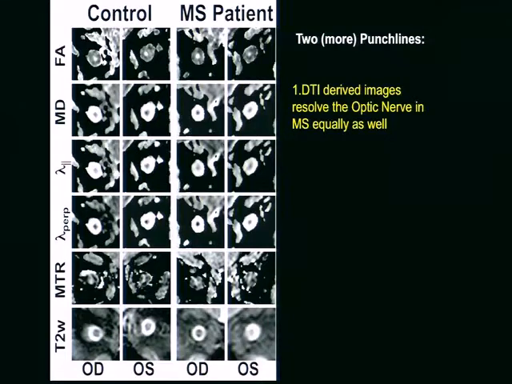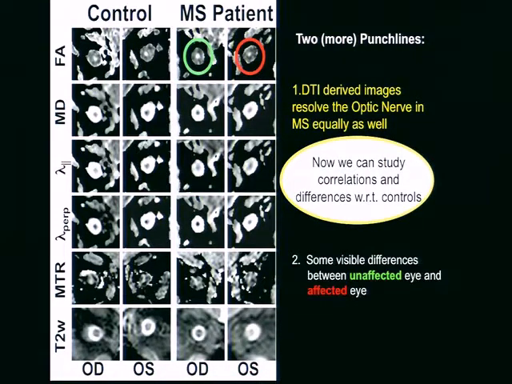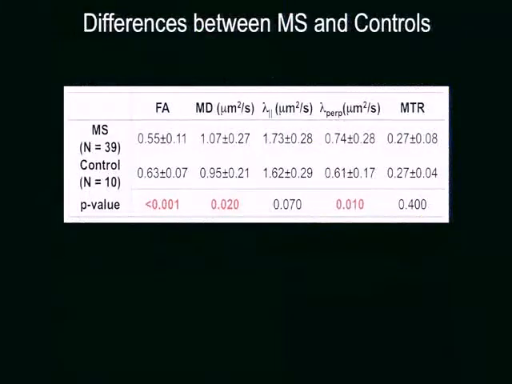And so what we know at this point is we know that we can resolve the optic nerve in patients with MS. The concern was in patients with MS that there's going to be a sufficient amount of atrophy that's going to take our nerve from 3 millimeters down to 2 millimeters or 1 millimeter. And it appears that in the early stages, we have not scanned a lot of older folks with MS, but in our sub 40-year-old populations of MS patients, we find that the atrophy is not playing the big role. But now we can study the correlations with respect to controls. And we can distinguish the eyes.